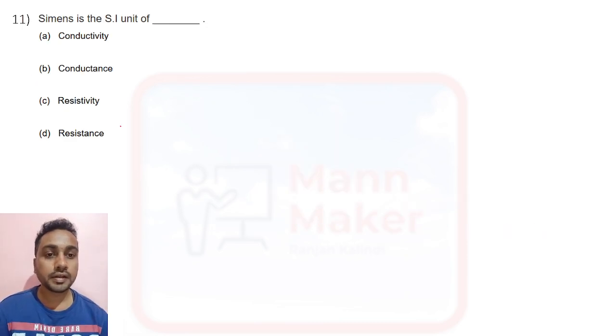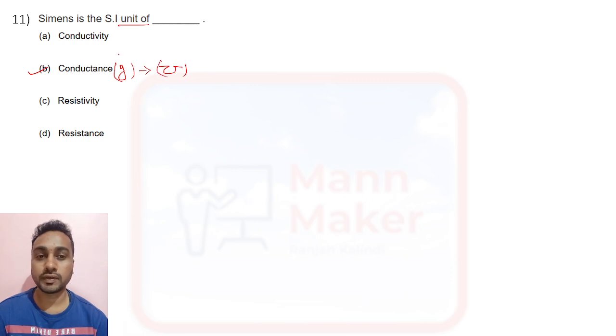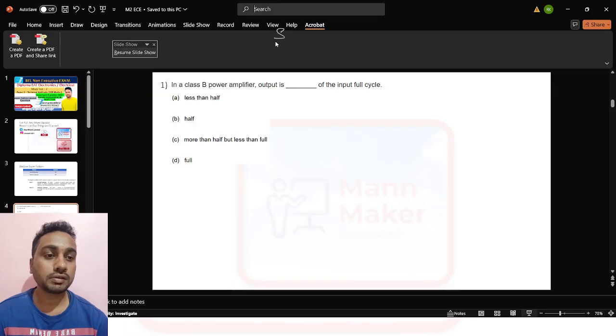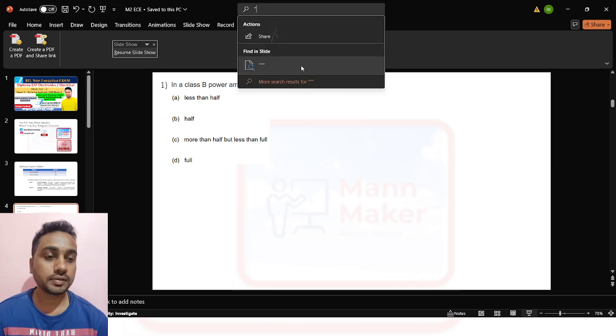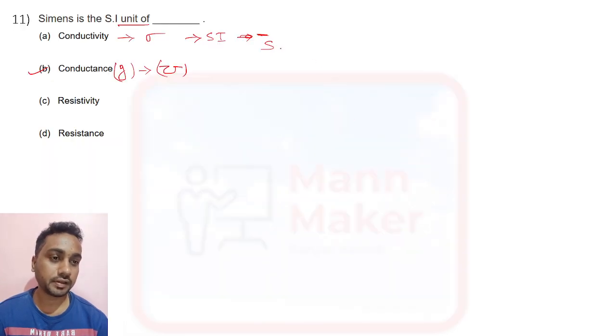Okay. Next, Siemens is the SI unit of dash. Siemens is the SI unit of what? Conductance. Siemens is the SI unit of conductance, and we can denote it by G, and Siemens has its own symbol. If we talk about conductivity, we can denote it like this, and the SI unit of conductivity is Siemens per meter. Siemens per meter. Okay.